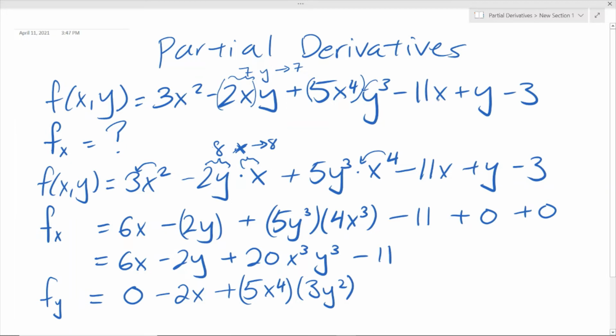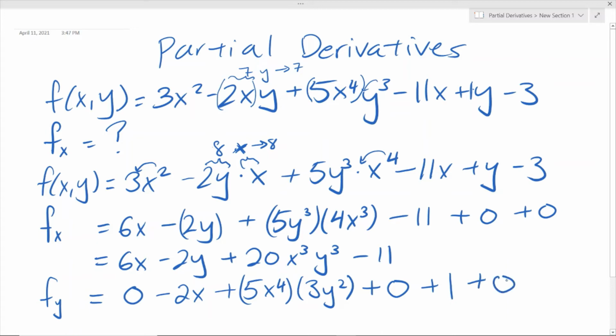Now, negative 11x. Well, x is a constant, so this whole thing is going to be treated as a constant. So when this whole thing is treated as a constant, it's just going to be 0. And then as for this y here, the y is a variable. So if we were to differentiate y, well, it's multiplied by 1, right, at the front. So as usual, this is just going to be 1, right? And then minus 3, well, a constant, if we were to differentiate this as usual, it's going to be 0.